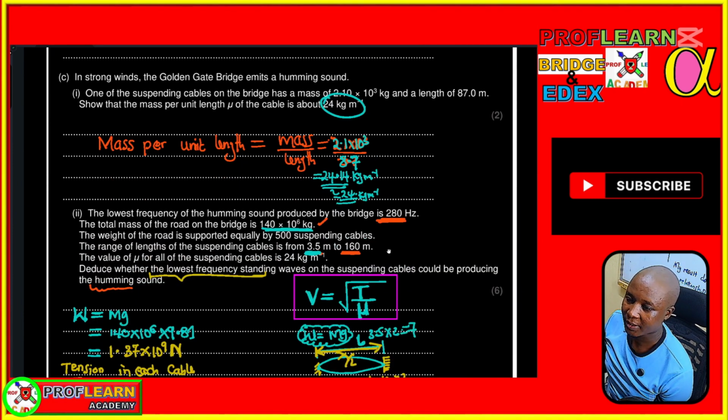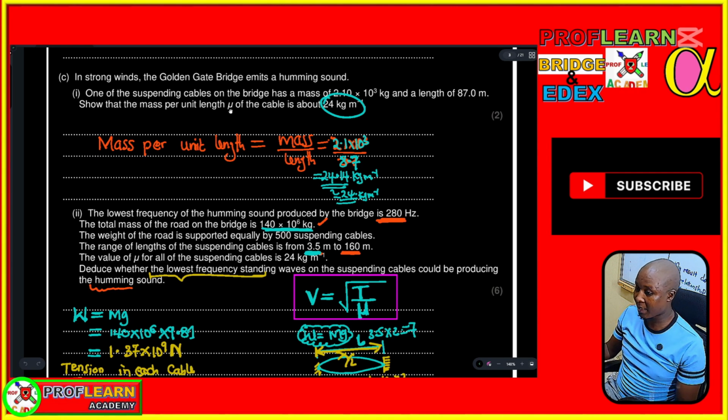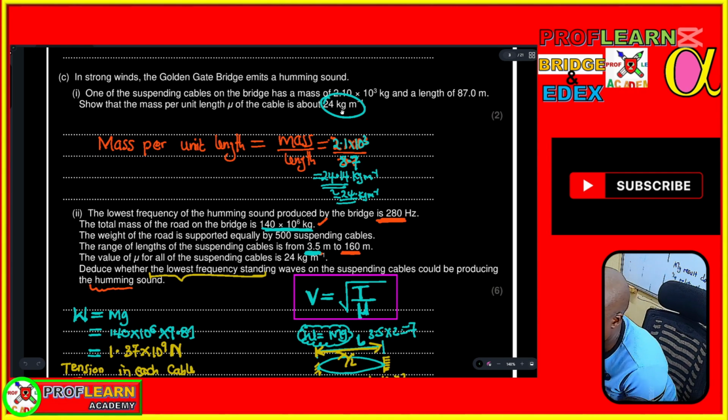In strong winds, the Golden Gate Bridge emits a humming sound. One of the suspending cables on the bridge has a mass of 2.10 times 10 to the power 3 kilograms and a length of 87.0 meters. One of the suspending cables on the bridge has that particular mass, and then we are told to show that the mass per unit length, which is mu, is 24 kilograms per meter.